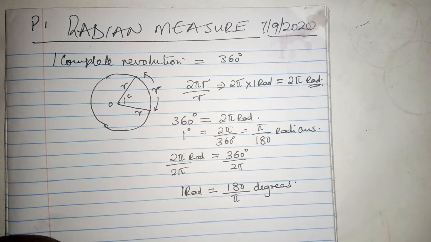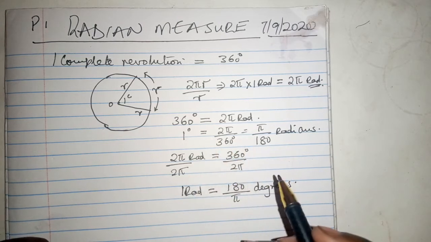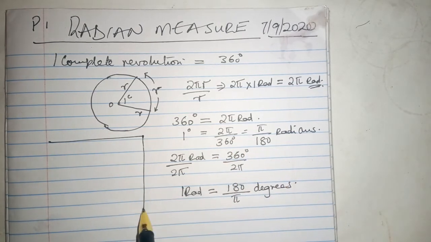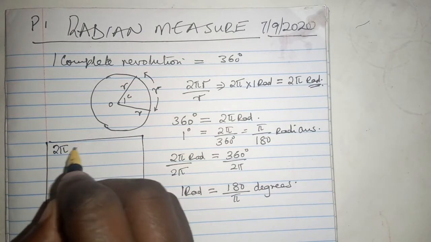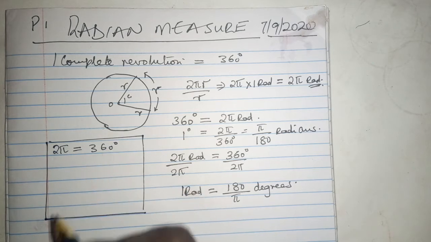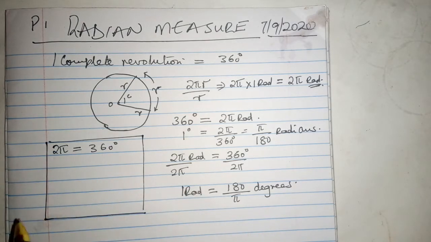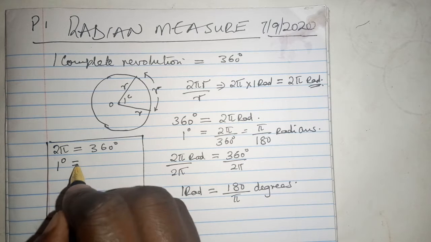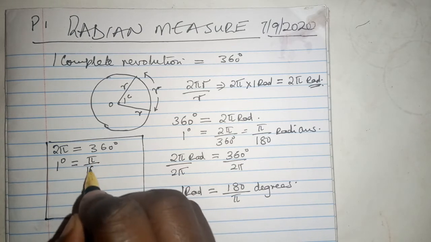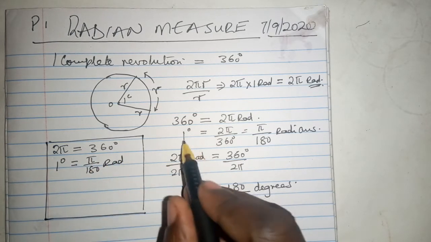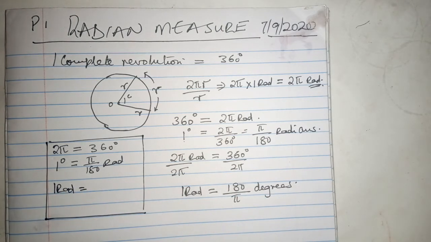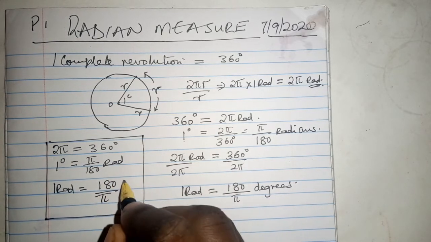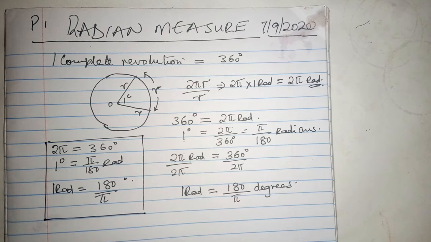180 over pi degrees. And this is very important. So we can say that 2 pi radians is equal to 360 degrees, 1 degree is equal to pi over 180 radians, and 1 radian is equivalent to 180 over pi degrees. That is very important.